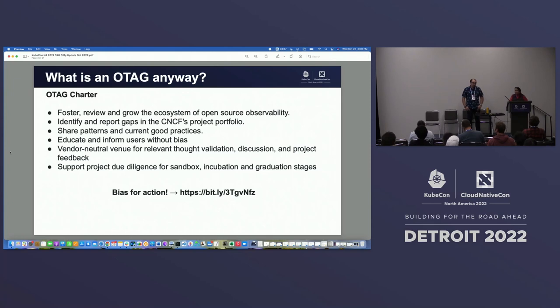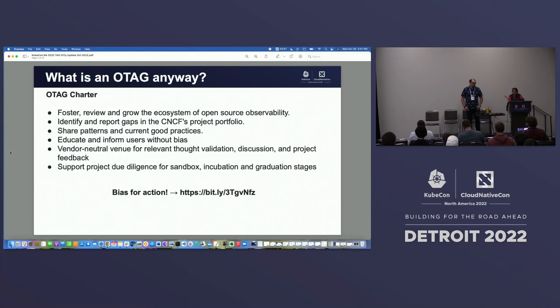And last but not least, working closely with the TOC on sandbox, incubation, and graduation reviews for different projects that are going through the CNCF graduation process. Our role is very much to provide feedback and user feedback just to help the TOC. The TOC is the final reviewer and decision maker here.